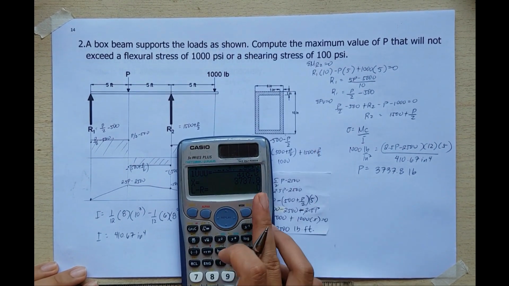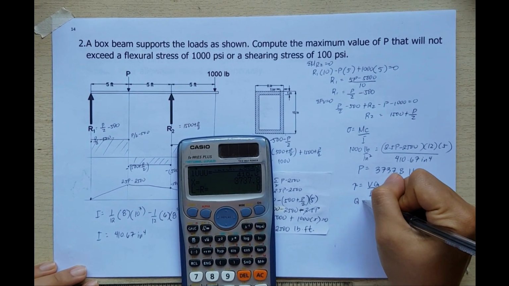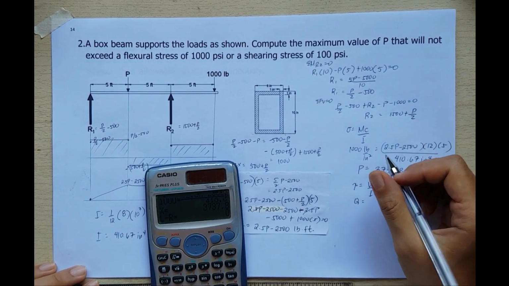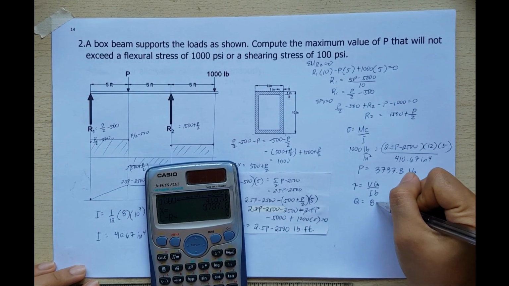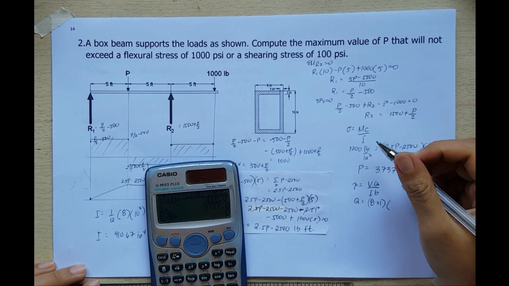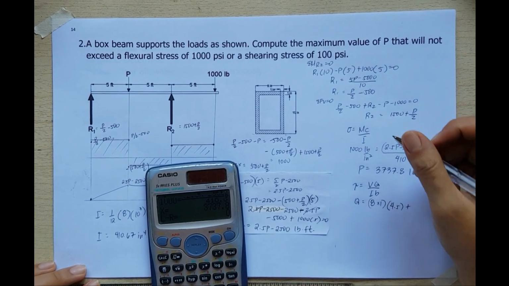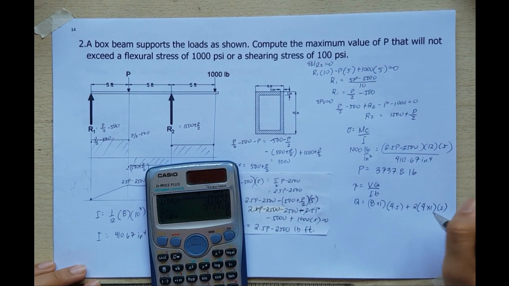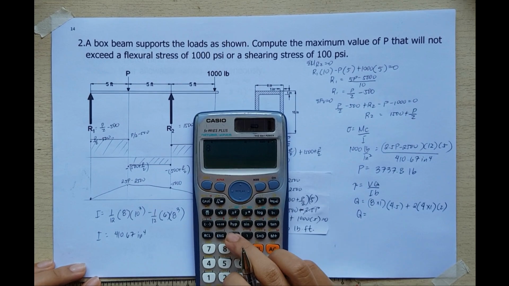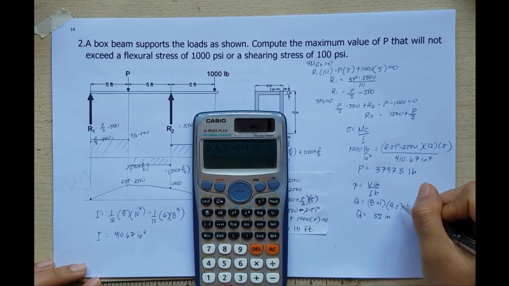And then for the shearing stress, our shearing stress is equal to VQ all over Ib. So yung ating Q is equal to the summation of area multiplied by y bar, tama? So we have here 8 multiplied by 1 times 4.5 plus 2 multiplied of 4 times 1, and then 4 divided by 2 is 2. So yung Q is equal to 52 inches raised to 3.